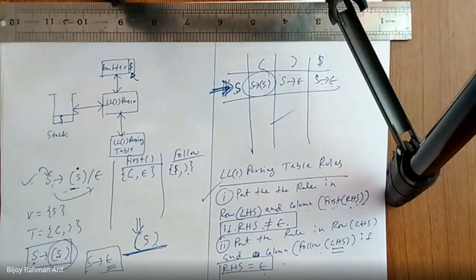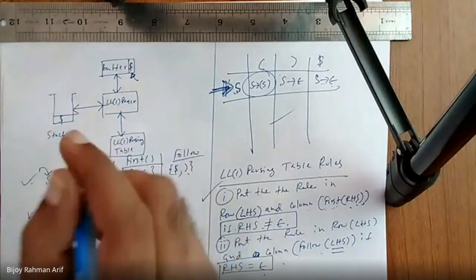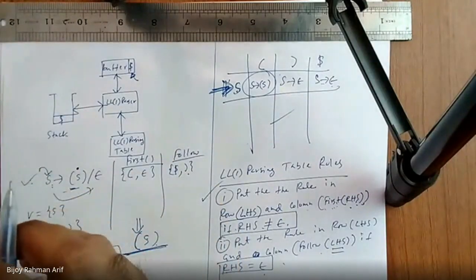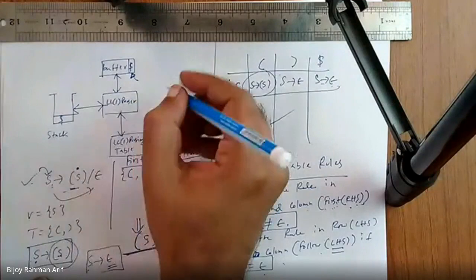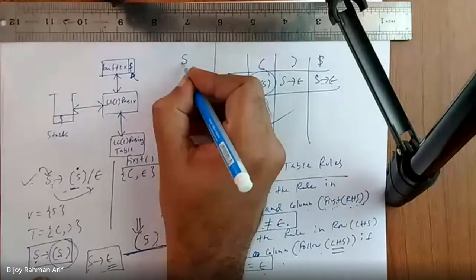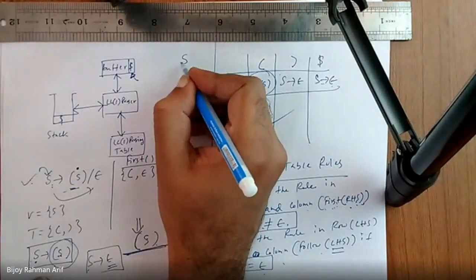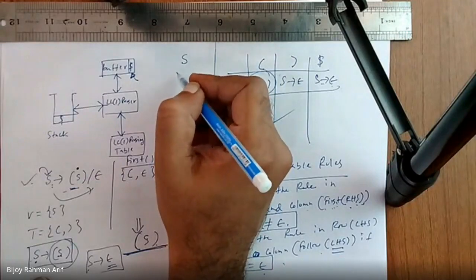Why are we creating this table? How is this table helping us to parse? LL1 is a top down parser, right? So in a top down parser, what are we doing actually? We take a variable and then try to derive. Am I right?